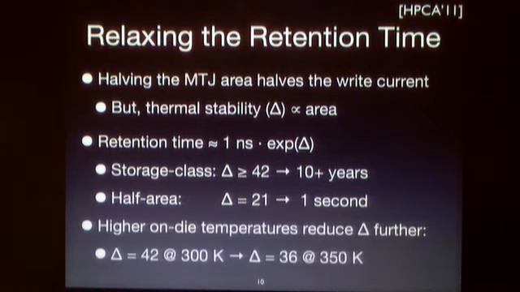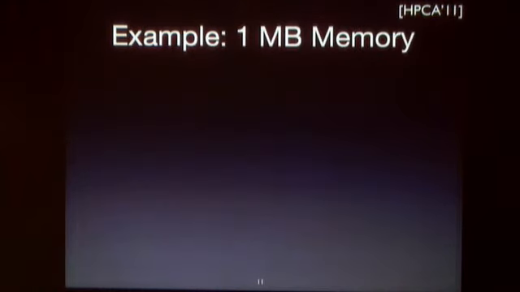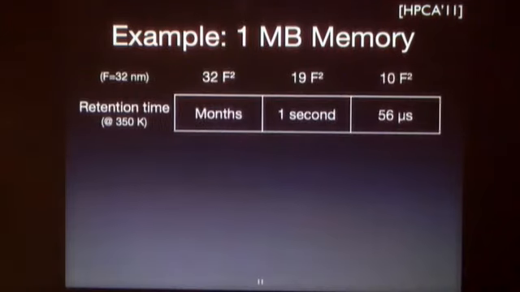And at the same time, when you're on die, you're going to have to deal with higher temperatures. And so a delta of 42 at 300K room temperature is only 36 at 350K. And so this is taking you from 10 years down to months. But going back to this example, we can see what kind of benefits we can get.